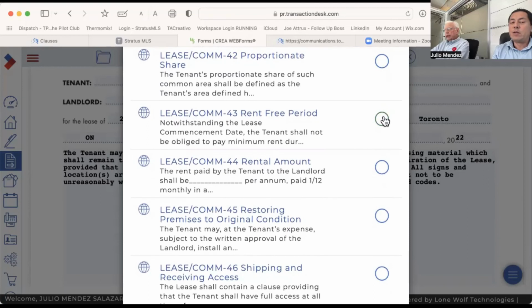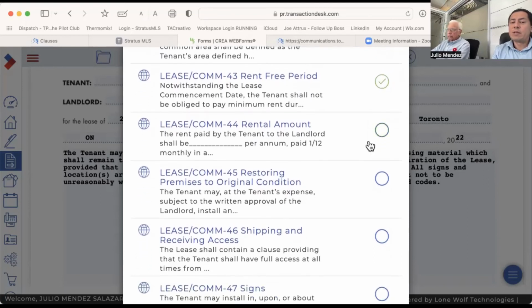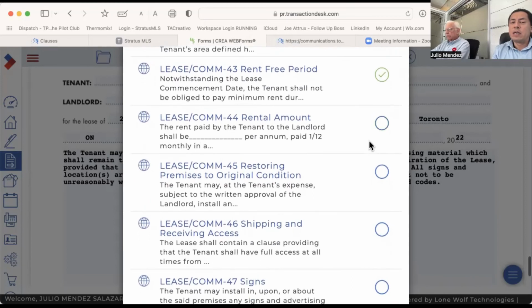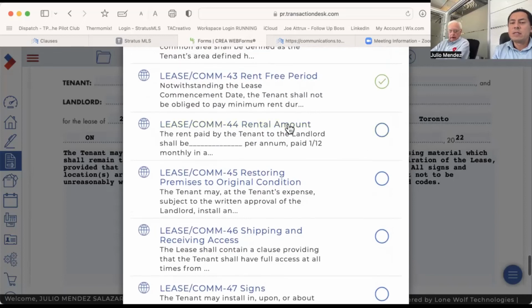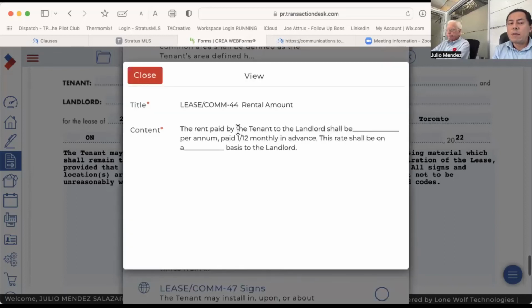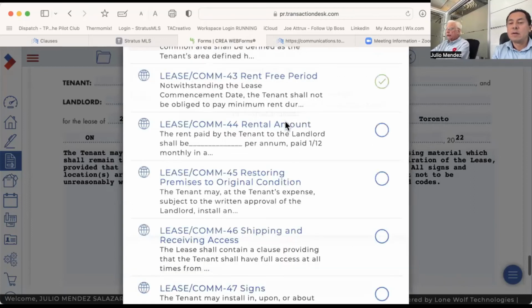Rent-free period. We know there's already covered that. Correct. Rent amount shall be per annum paid. Would you use this rental amount? Let's see what clause sounds okay. The rent paid by the tenant to the landlord shall be per annum paid 1/12 monthly in advance. Okay, so correct. Let's put that clause in. Yes. Okay.